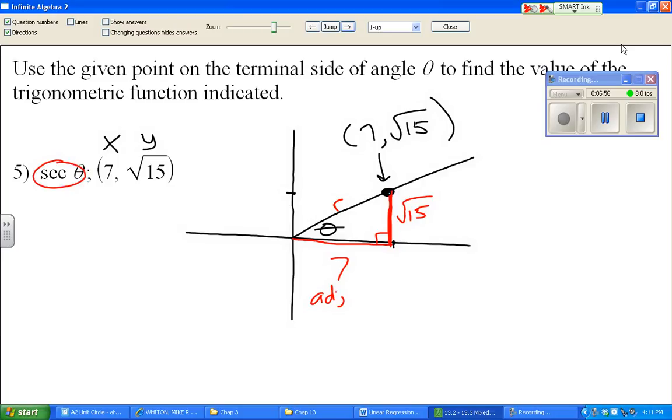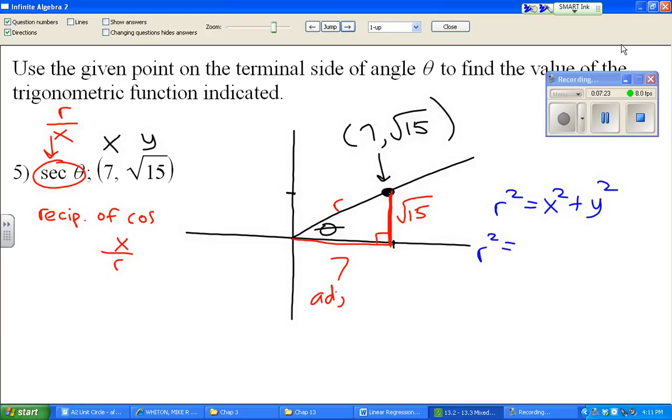Okay, secant again is the reciprocal of cosine, right? And cosine we should know is adjacent over hypotenuse, x over r. So secant is going to be the reciprocal of that. It's going to be r over x. So we do need r in this case. We do need the hypotenuse. So that's just a little Pythagorean theorem. Remember the formula that always holds, r squared always equals x squared plus y squared.